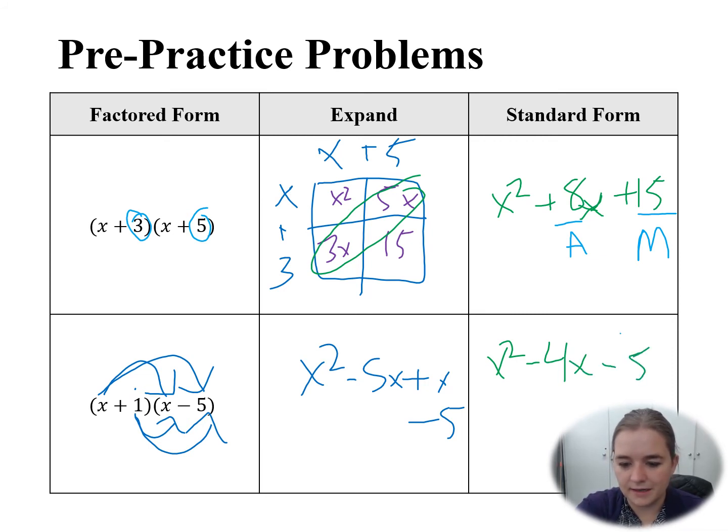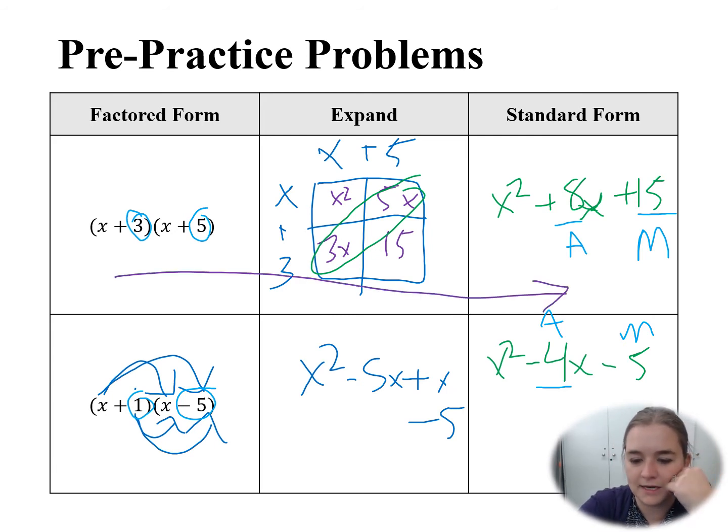Same idea. I had factors that multiply to create negative 5 and add up to create that negative 4. If I multiply 1 and negative 5, I get negative 5. If I add 1 and negative 5, I get that negative 4. So we're taking those skills today, and now in prior lessons we used the factored form to create our standard form. Well, now we're going to work the other direction. We're going to start with standard form and we're going to end up with that factored form.